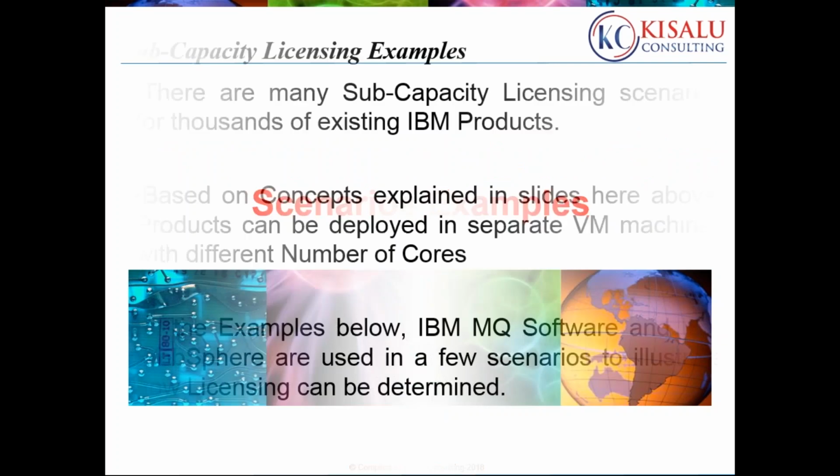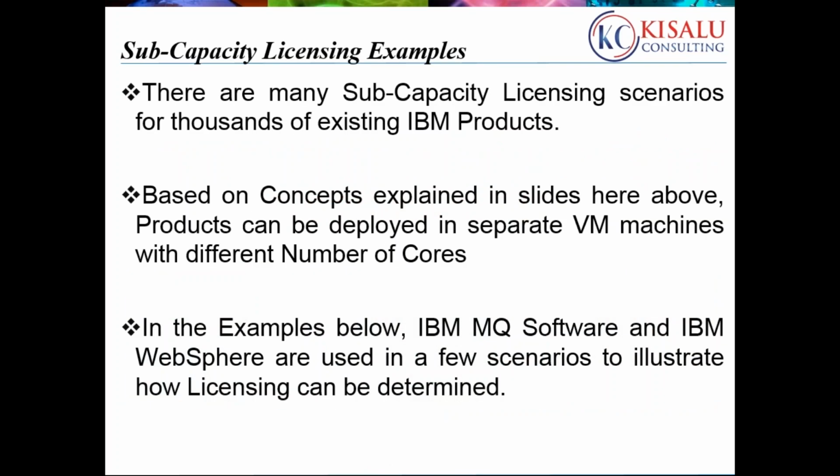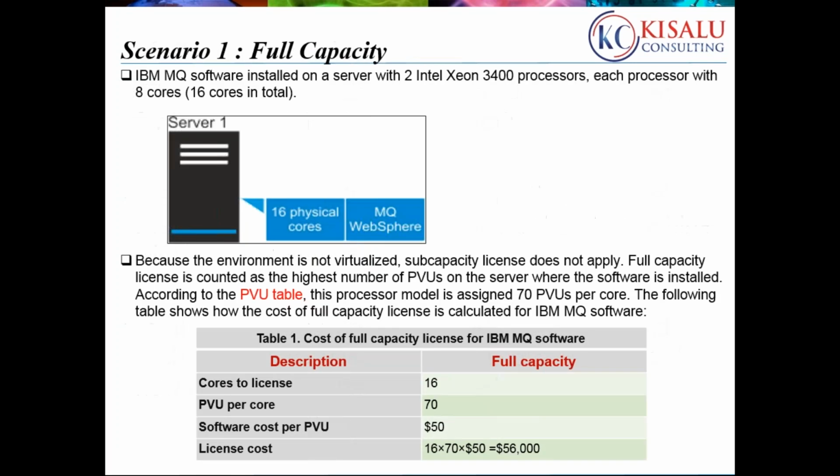Then we have a few scenarios that we aligned so that we can share views on how this can be exploited in customer environments. There are many products and many scenarios that can exist, and based on what we explained above in terms of sub-capacity and the virtualized technologies, we can also have different types of cores on the virtual machines. We have a few examples based on IBM MQ and WebSphere, just to illustrate some of the licensing ways that can happen in a customer environment.